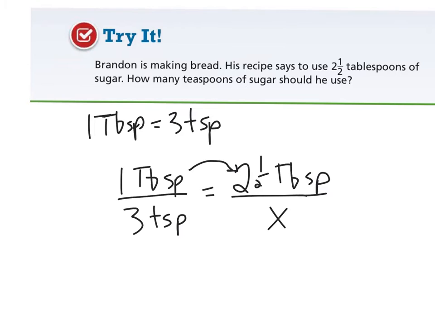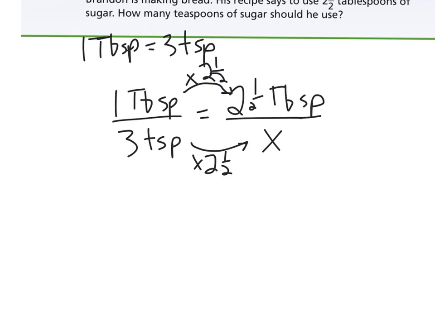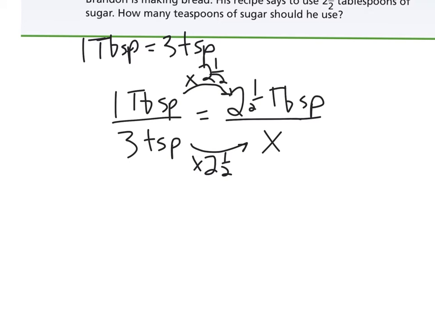So we can see if we're going from 1 tablespoon to 2.5, to get from 1 to 2.5 would be multiplying by 2.5. So that means we will take 3 times 2.5. If you had a calculator to use, you could take 3 times 2.5. If you did not have one, remember, we would be multiplying 3 times 2.5.